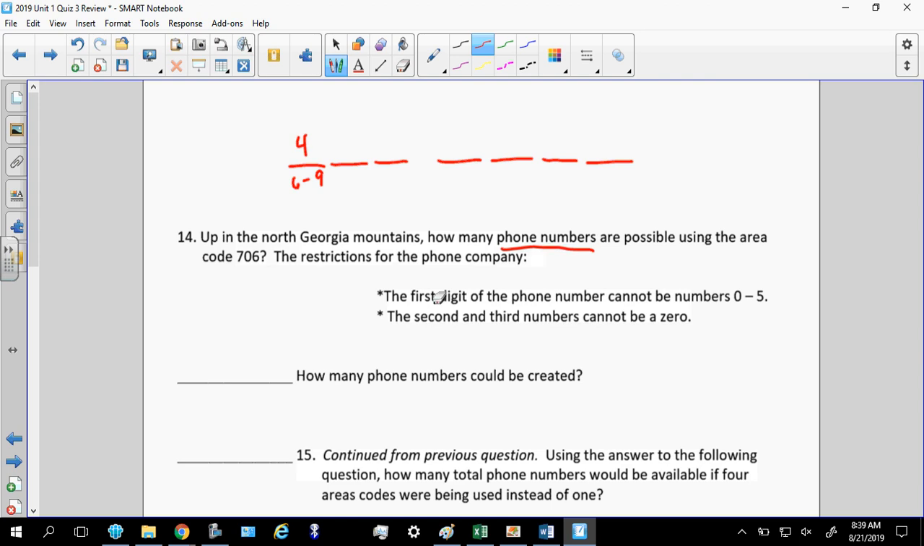The second and third numbers cannot be a 0. So that means the second number is a 1 through 9 situation, and the third number is 1 through 9, so 9 and 9. There are no restrictions on these last 4, so that's a 0 through 9 situation for all of them: 10, 10, 10, 10. You do the math, 3,240,000.